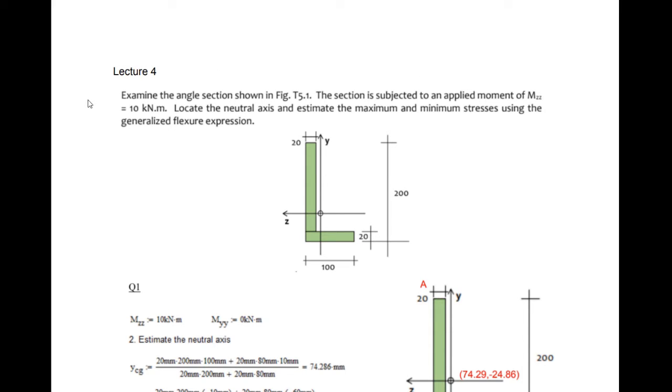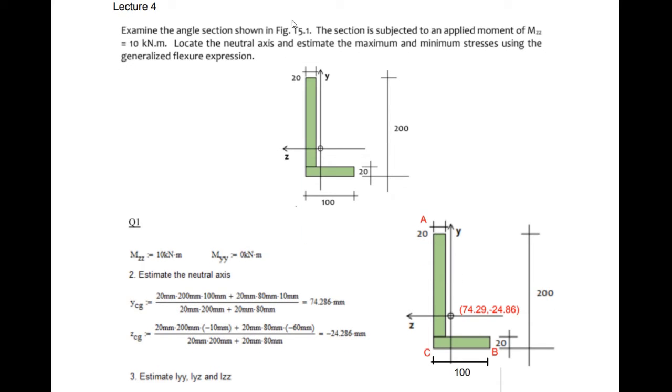So the first question is on the generalized flexure formula. The question is examining the angle section shown in this figure. The section is subjected to an applied moment of Mzz equals 10 kilonewton meter. Locate the neutral axis. Estimate the minimum and maximum stresses using the generalized flexure formula.